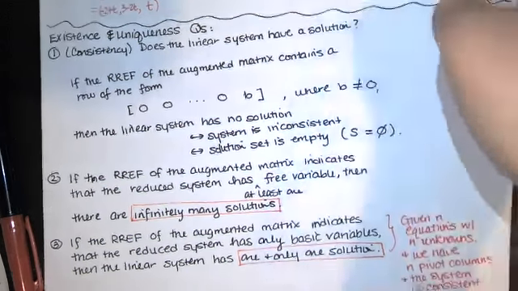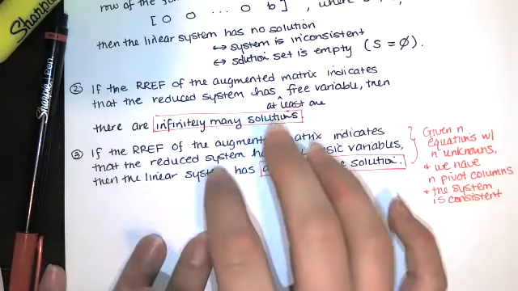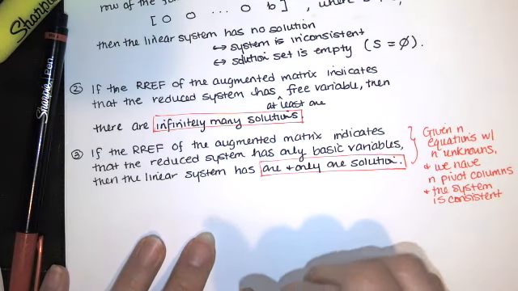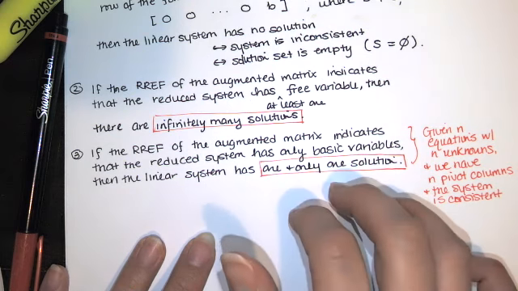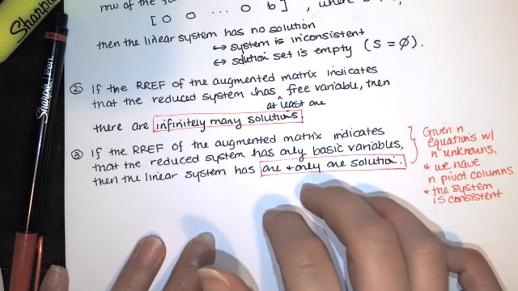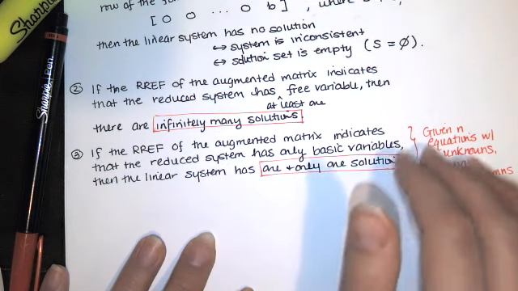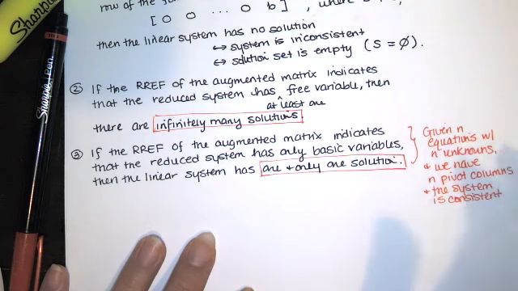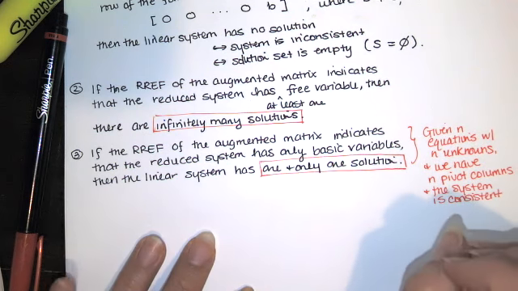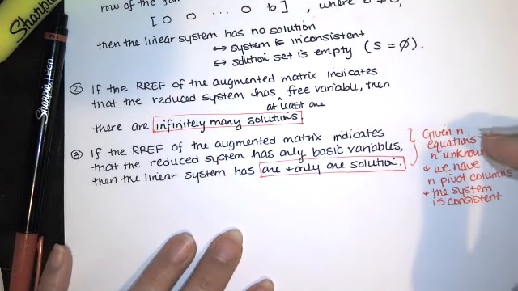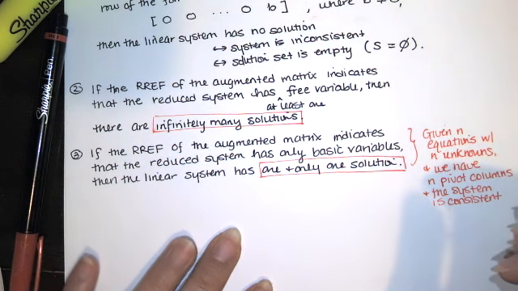Otherwise, we have a solution, and the number of solutions depends on whether or not we have free variables. If we have a pivot column for every variable, and that will happen if we have the same number of equations and unknowns, or maybe more equations than we had unknowns, and then a pivot column for each of those unknowns, then we have one solution.